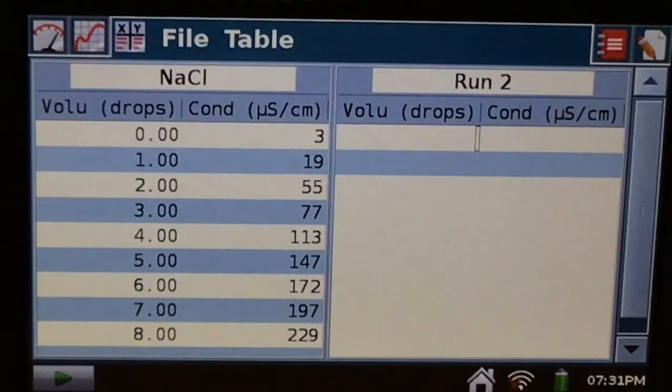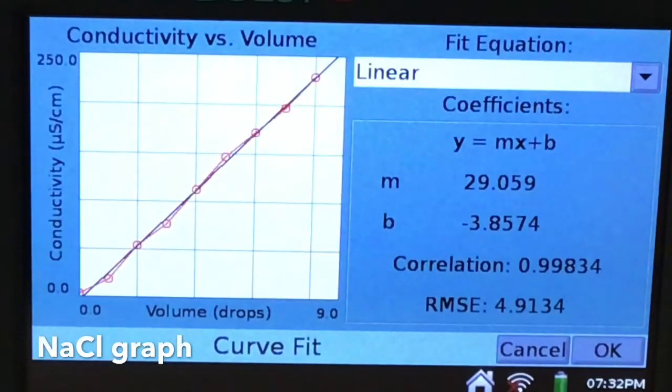The data for the sodium chloride is in the table labeled NaCl. This is the graph of the sodium chloride data. You want to make note of the slope and the formula of the line for the data analysis.